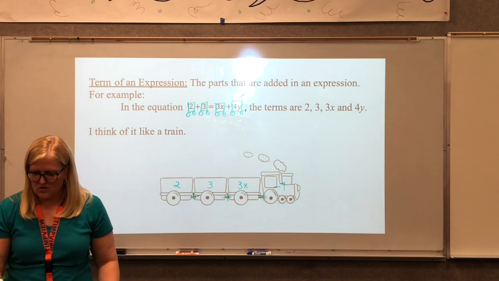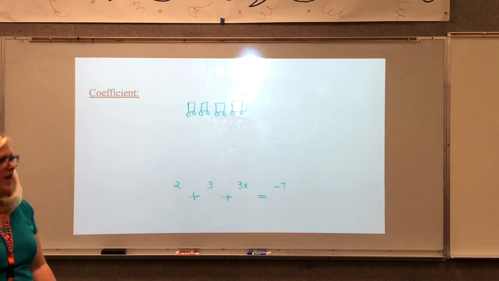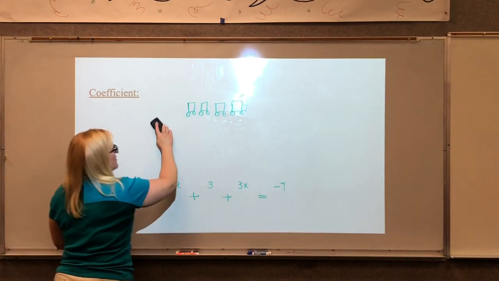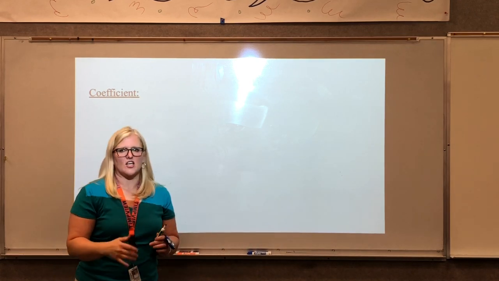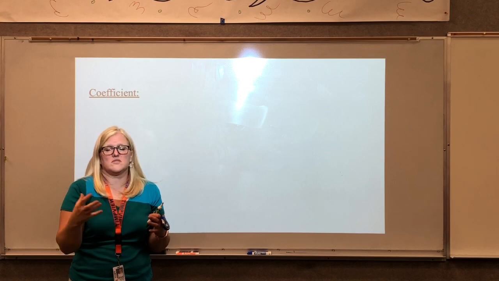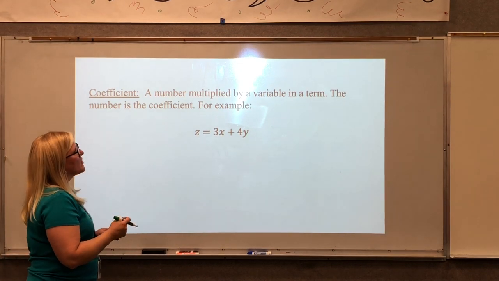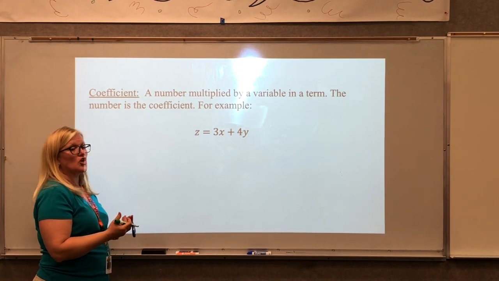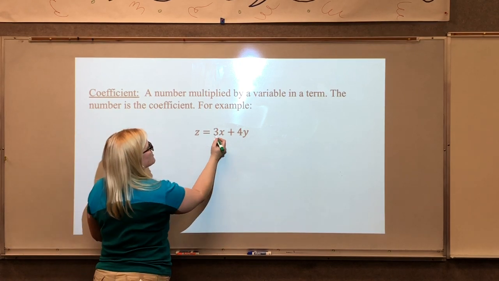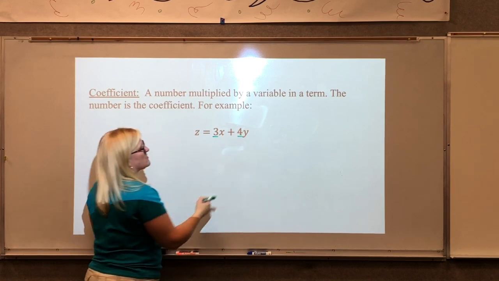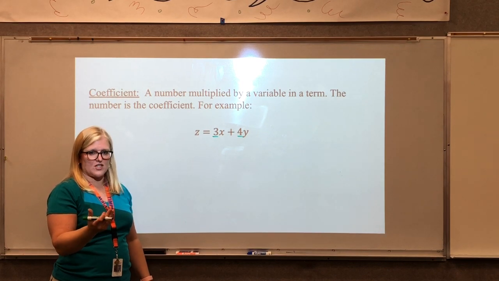All right, so there are some, oh, we still have more. Okay, coefficient, I thought we were done with vocab. All right, a coefficient, talking about like a co-star or somebody that you're doing something with. A coefficient is the number that's multiplied by a variable in a term, okay? So, for example, the number is the coefficient part. So 3 and 4, in this equation, the 3 and the 4 are the coefficients.